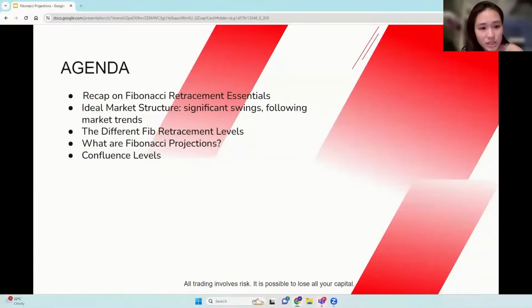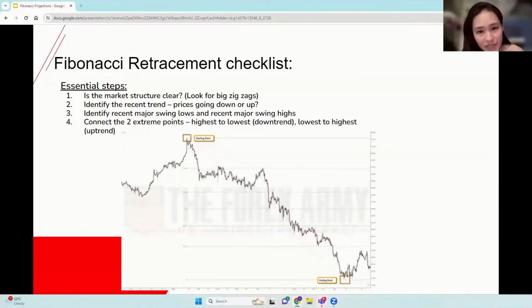So here's today's agenda. We'll do a brief recap on Fibonacci retracement, the ideal market structure, and then we're going to look at the different Fibonacci retracement levels, and then we'll dive into this week's topic, which is on Fibonacci projections, and then we'll look at how we combine what we learned from the previous weeks and what we're going to be learning today on Fibonacci projections. And if we have time at the end, we'll also be looking at some charts.